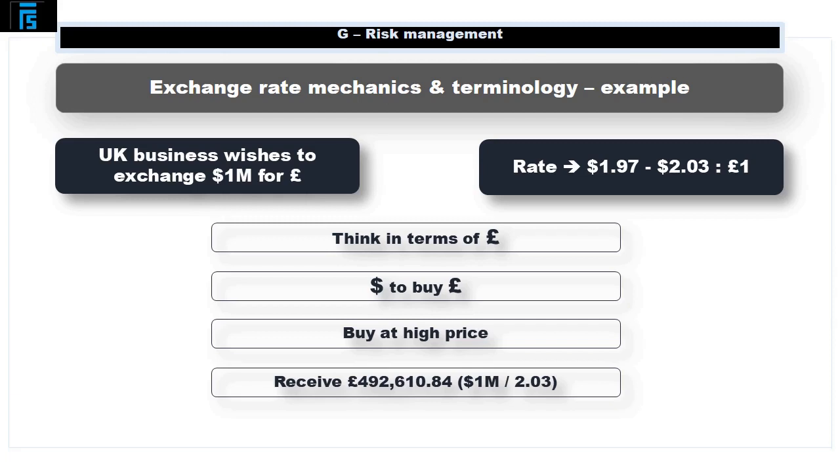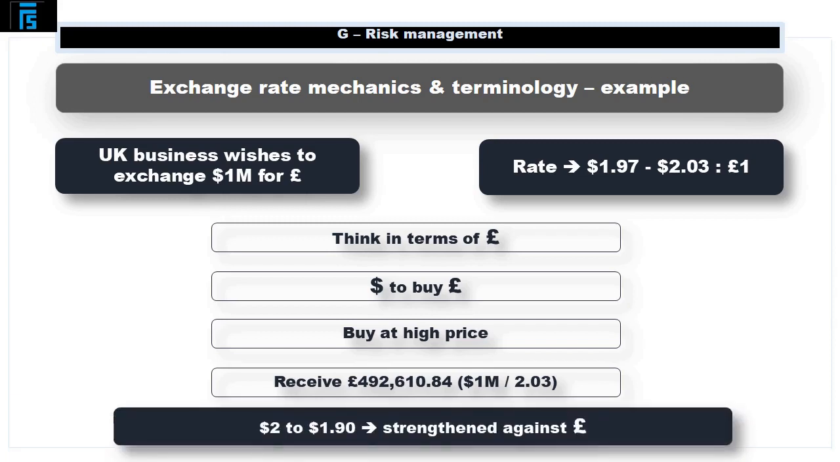Finally, if the spot rate of $2 moves to $1.90, buying dollars has become more expensive for a UK company. £1 will now only buy $1.90 compared to $2 previously, and the dollar is said to have strengthened against the pound. Saying the pound has weakened against the dollar would be exactly the same thing.